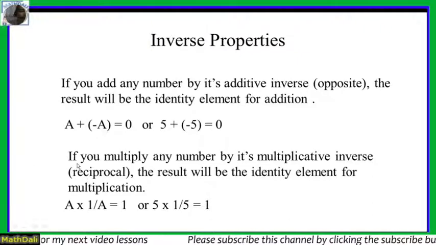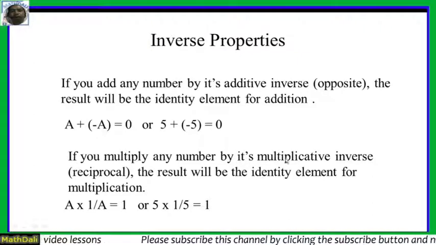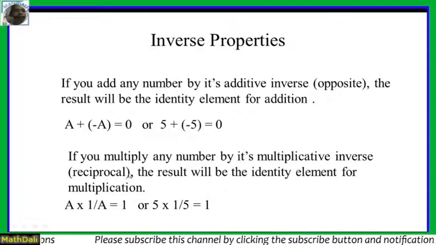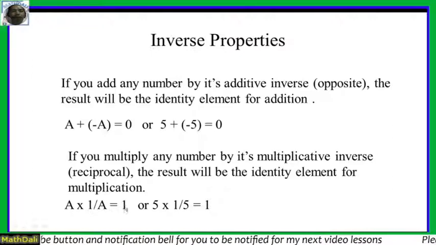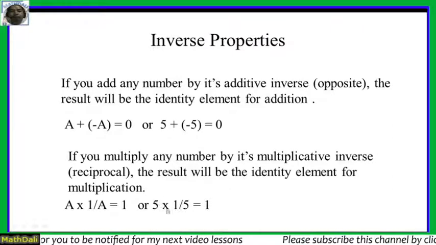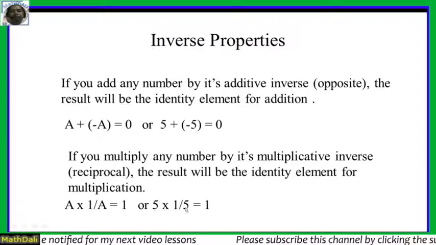If you multiply any number by its multiplicative inverse, or that is the reciprocal, the result will be the identity element for multiplication. That is 1. So, A multiply 2, yung reciprocal ng A, 1 over A. Pag pinag-multiply yan, that is equal to 1. Likewise, 5. Ano yung reciprocal ng 5? That is 1/5. Pag pinag-multiply yan, 5 times 1/5, that is equal to the identity element for multiplication, which is 1.